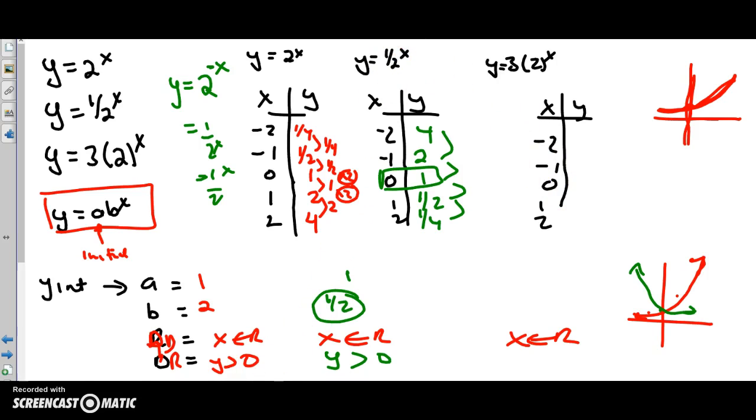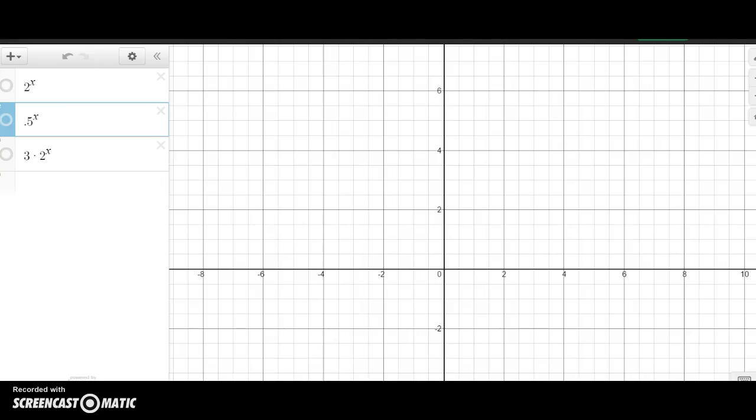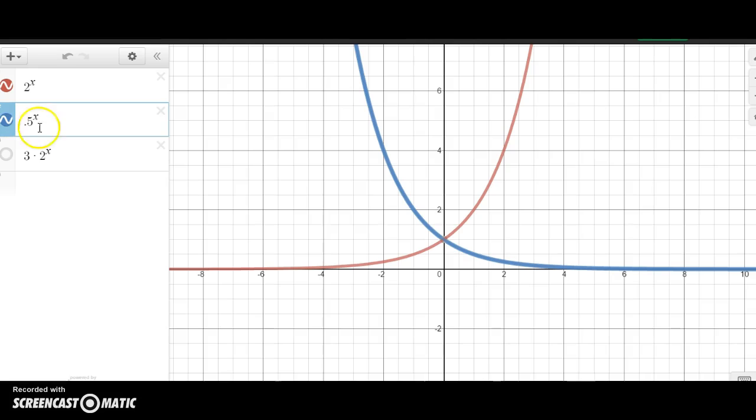And actually, let's take a little break from graphing and go to Desmos. I have 2 to the x, and I've changed half to the x as 0.5 to the x, and they look like this. Okay, so just quickly what they look like. Again, key points here. Intercept of 1. This guy grows. This one decays.